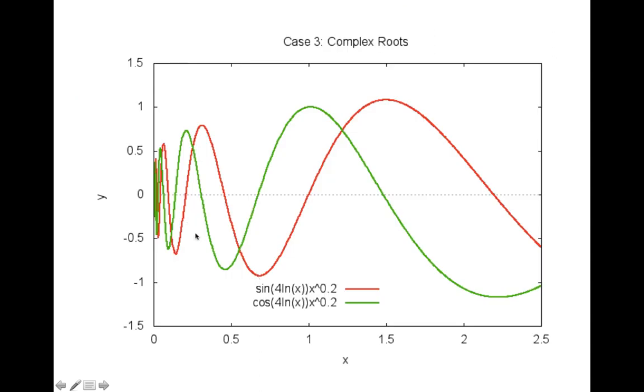This is just an example of a plot also taken from the same Wikipedia site, showing both sine and cosine of 4 times the natural log of x times x to the 0.2. So those solutions plotted would look like this. And notice that this is looking a little bit unstable here. X is trying to grow in magnitude, but it also looks like it's going to settle out, approaching a final value.